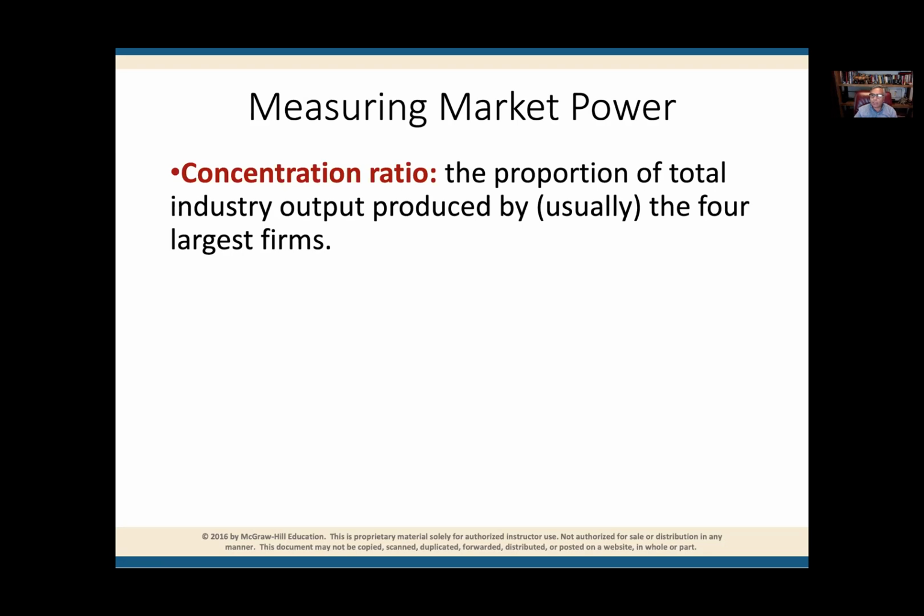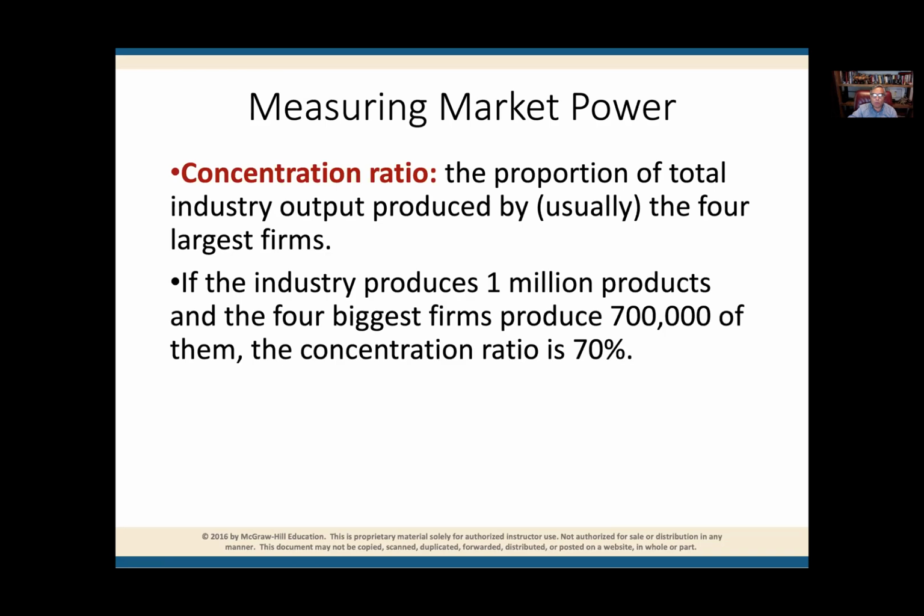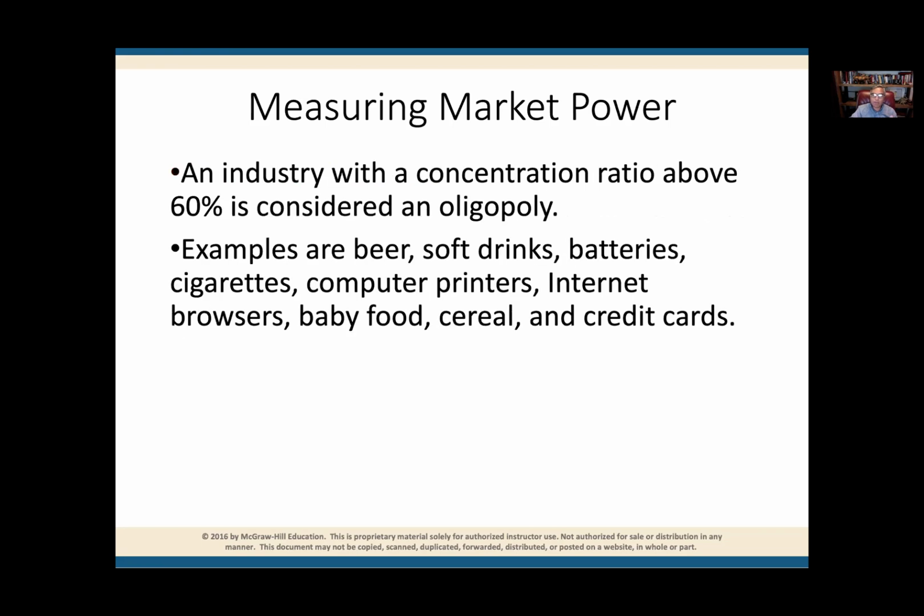The way we look at it is we look at the 4 largest companies in that industry. If the 4 largest companies in that industry control 60% of the market, then we know that we have an oligopoly. For example, if this is an industry in which 1 million products are consumed, and 4 of the largest companies produce 700,000 of these products, then we know that there's a market concentration of 70%. Again, if you have a concentration ratio of more than 60%, then that's an oligopoly.